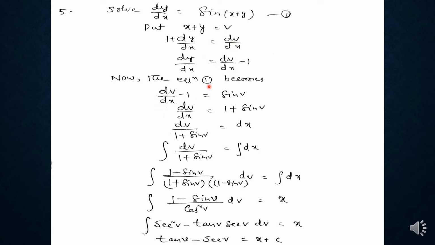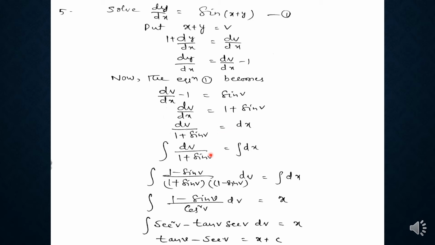Now the equation 1 becomes dv by dx minus 1 is equal to sin of x plus y. X plus y can be written as v. Now the equation is reduced into the two variables v and x only. Now this becomes dv by dx is equal to 1 plus sin v. Now by separating the variables, dv by 1 plus sin v is equal to dx.